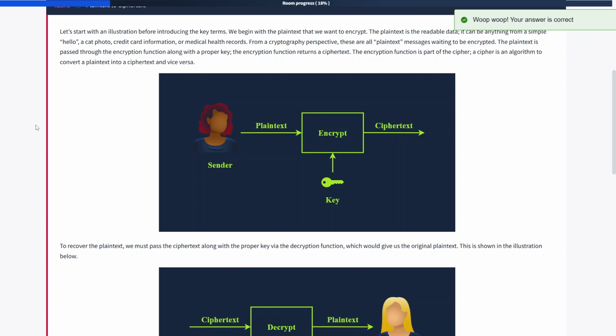Let's start with an illustration before introducing the key terms. We begin with the plain text that we want to encrypt. The plain text is the readable data. It can be anything from a simple hello, a cat photo, credit card information, or medical health records. From a cryptography perspective, these are all plain text messages waiting to be encrypted. The plain text is passed through the encryption function along with a proper key. The encryption function returns a ciphertext. The encryption function is part of a cipher. A cipher is an algorithm to convert a plain text into ciphertext, and also vice versa.